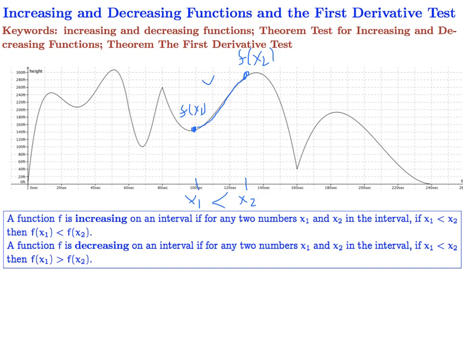Decreasing is very similar. We're still going to move from left to right. Here's a different x1, a different x2, but now f of x1 is higher than f of x2. It's the same basic idea, just switched, where instead of going up, we're going down.